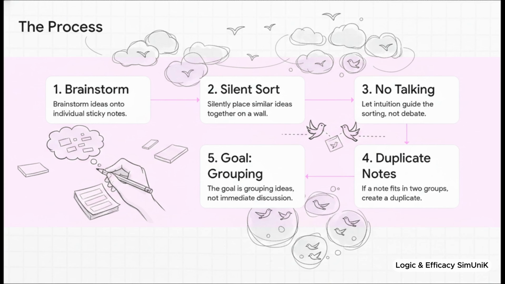The whole team gets up, and in total silence, they start moving similar ideas together on the wall. The key rule: no talking, no debating, no arguing. You just use your gut feeling. The whole idea is that birds are flocking together. And if an idea seems to fit in two places, no problem, just make a copy. This simple, silent process builds team consensus unbelievably fast because it gets rid of all the useless bickering.